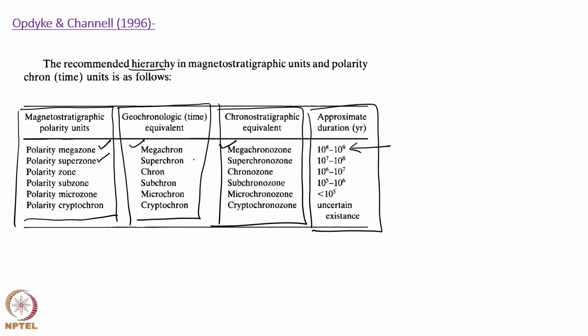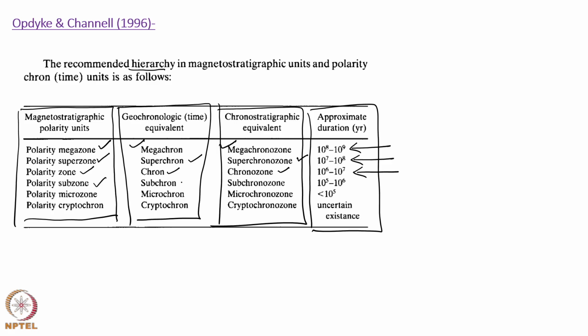Polarity supercron is comparable with supercron, comparable with superchronozone, and is equivalent to 10 to the power 7 to 10 to the power 8 years. Polarity zone is equivalent to cron, equivalent to chronozone, and it is 10 to the power 6 to 10 to the power 7 years.